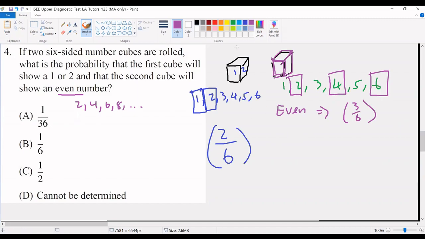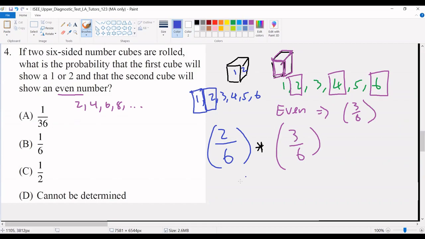So what we're going to do now is multiply these two probabilities together because they are independent of each other, meaning the first roll will not affect the second roll and vice versa. Whatever we get on the second will not affect the first. So we have 2 over 6 times 3 over 6.